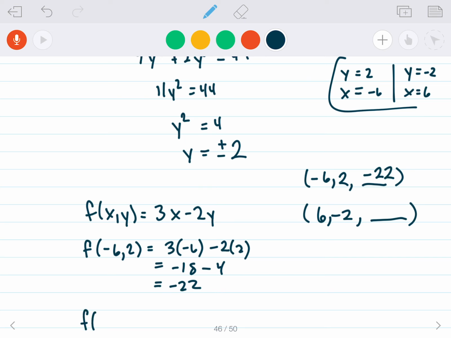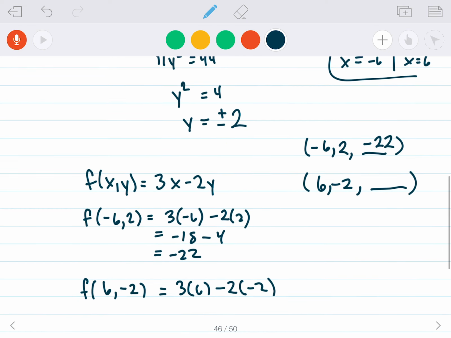And then if I plug in 6, negative 2, I get 3 times 6 minus 2 times negative 2, so that's 18 and 4, which is 22. So that's going to be 22. So the higher one is going to be my max, and the lower one is going to be my min. It's my max, and that is my min.